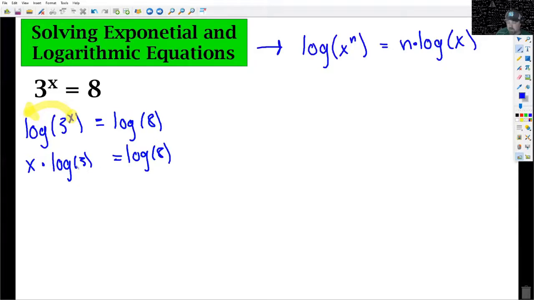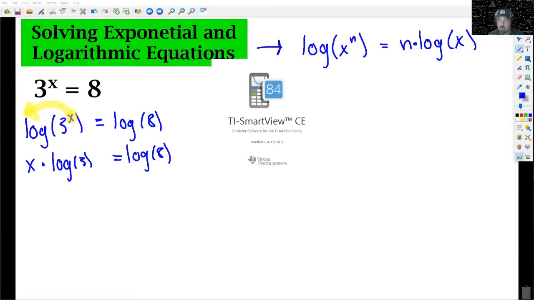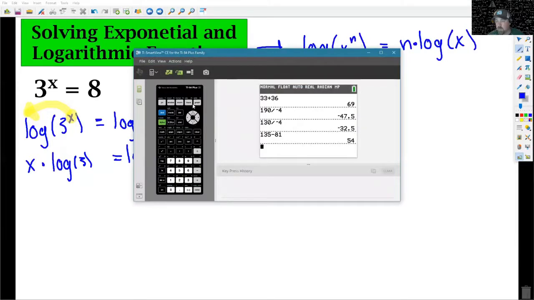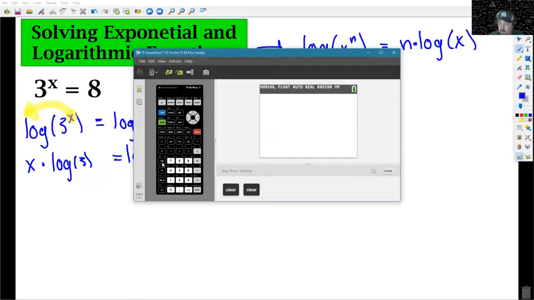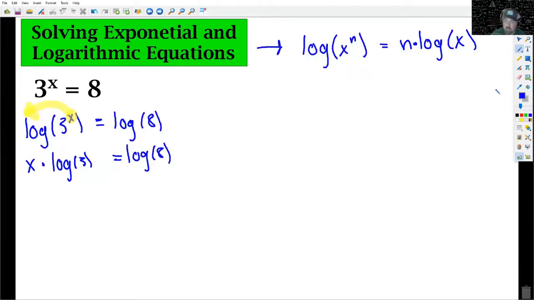And from here, log of 3 is a number. We can plug this in our calculator. We can find an answer for it. So in fact, let's do that real fast. Bring up my calculator real quick. Okay, so let's clear out what we had done before. We're going to hit the log button, go log of 3, hit enter, see it's just a number.